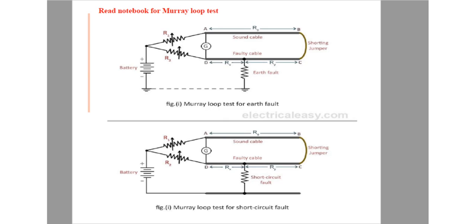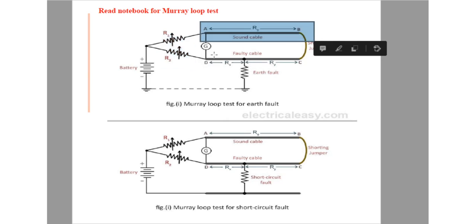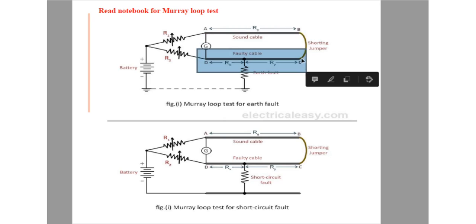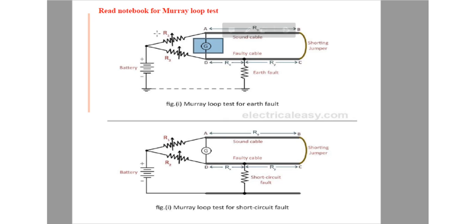You can see over here, there is a battery. We are using the resistances R1 and R2. We are using one sound cable and one faulty cable, and they are connected with the help of a jumper, and this is the galvanometer. You can consider these as R1, R2, RG, RX and RY. Now this is the Murray loop test for earth fault.